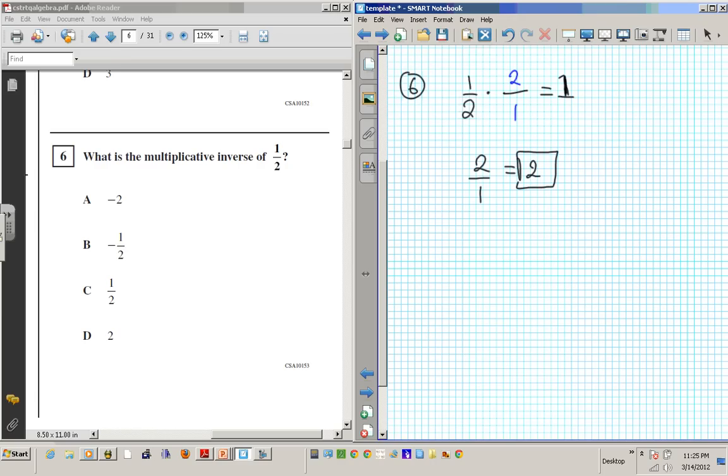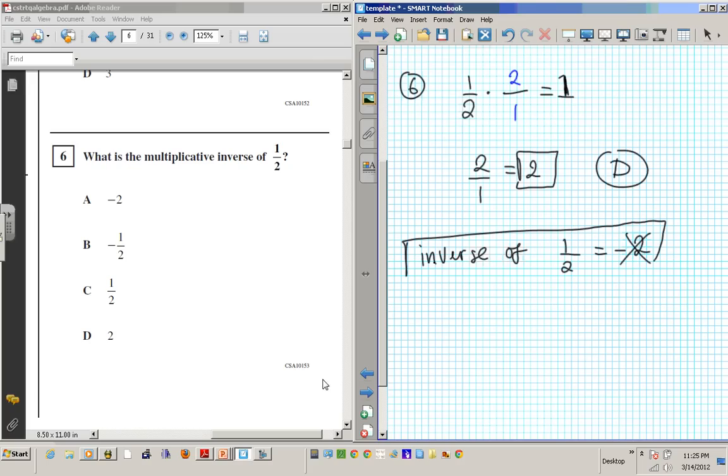Okay? Remember, it's not asking for the inverse. The inverse of 1/2 is -2. Okay? The question asks for multiplicative inverse, and this is different from it. This is not what the question is asking you for. The inverse is simply what you multiply the fraction by to get 1. That's a multiplicative inverse. Alright? But just the inverse by itself is -2. So our answer for this question is D. Okay? Alright.